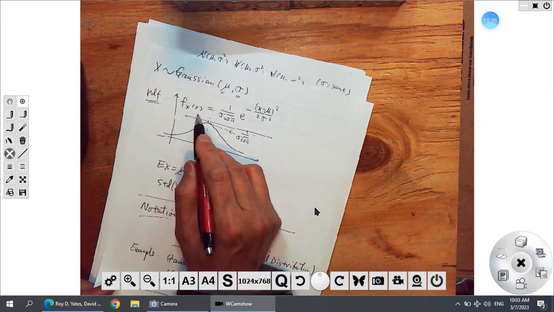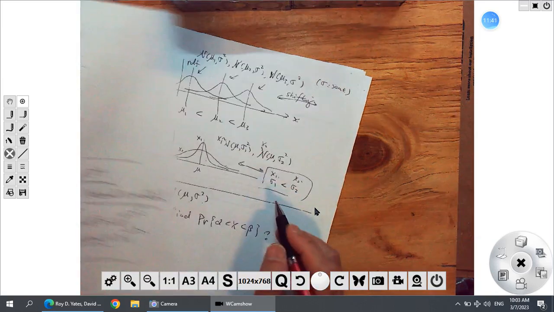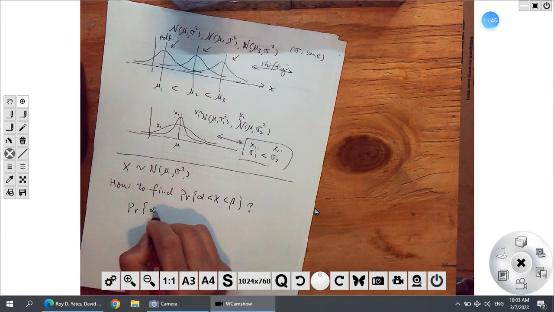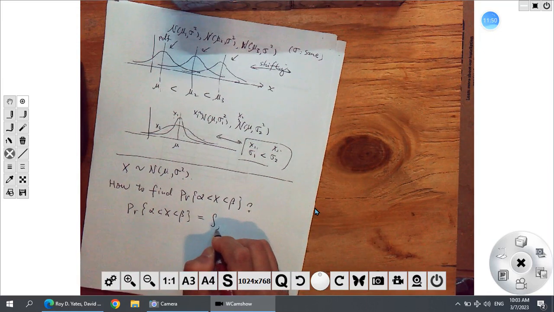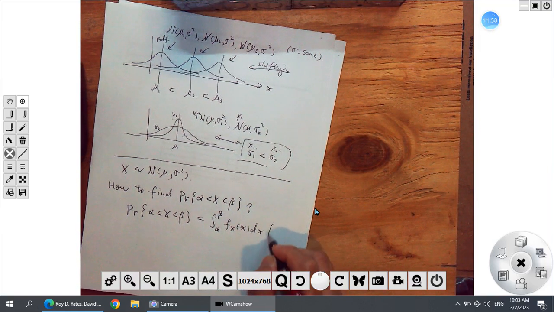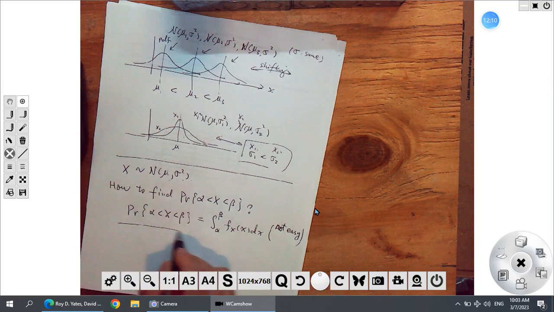If you base it on the density function to find the probability, alpha smaller than x smaller than beta will be the integration from alpha to beta of the density function. It is complex, not easy to calculate. Then we use the following way. We use a table.